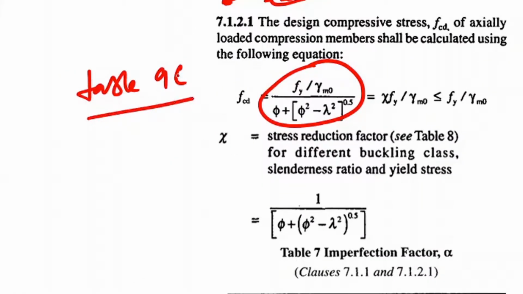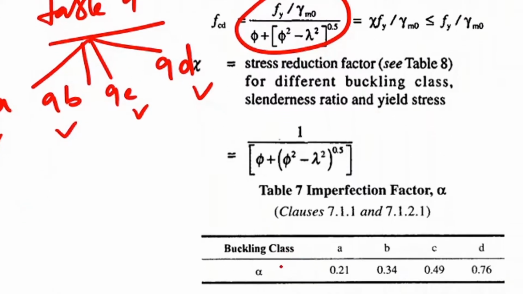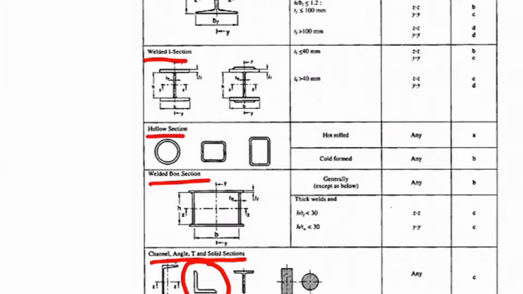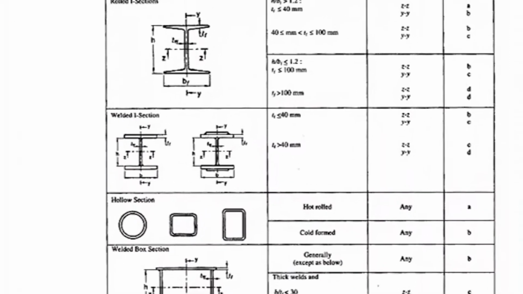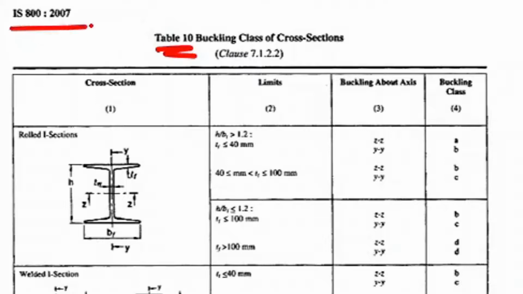In table 9 you have four tables, 9A, 9B, 9C and 9D. All the tables correspond to the buckling classes A, B, C and D. To know the buckling class of a given section, whether A, B, C or D, you need to refer to table number 10 of IS 800 2007. Here it has been given for all the sections.